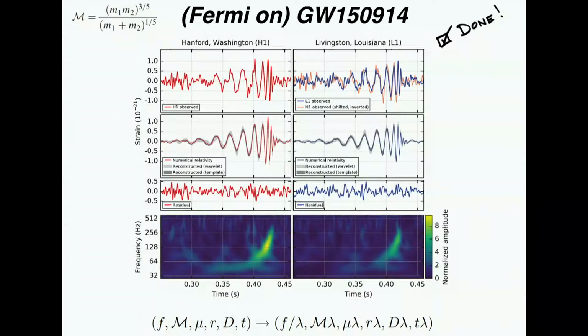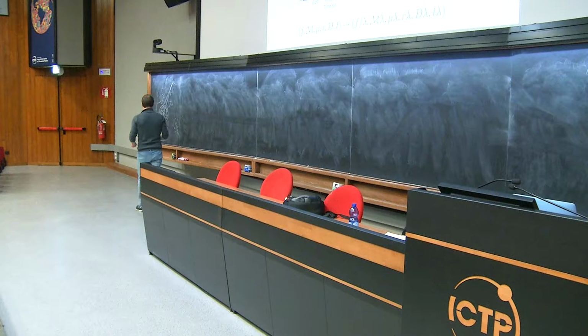Which is one of the key goals of gravitational wave astronomy, to identify what is the source that produced the gravitational waves that were observed by LIGO. So that was the detection, okay? So what I'm going to do now is do some calculations.